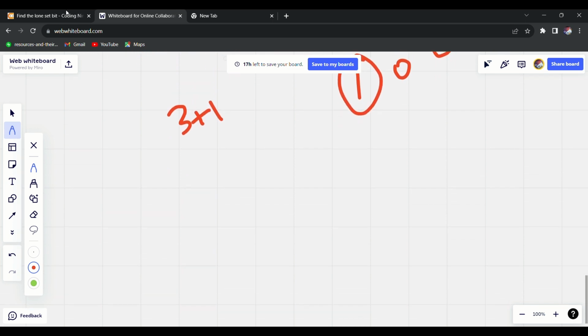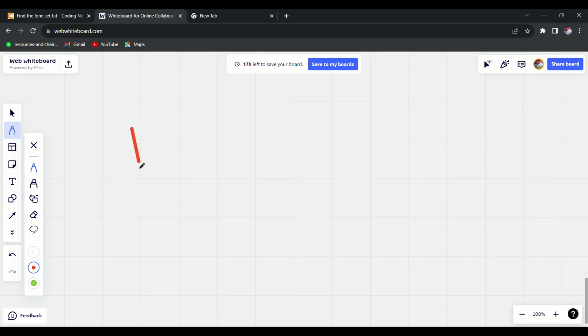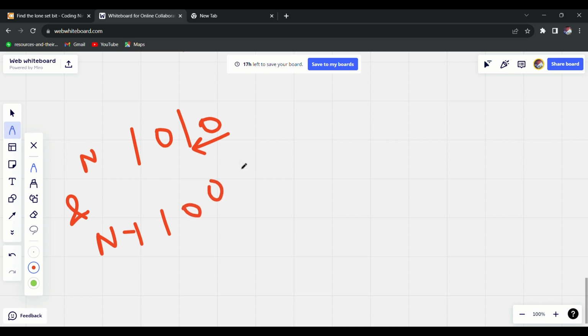Okay, so what if we have more than one set bit? Let's say this is our n: 1 0 1 0. What we will do is take its AND with n minus 1. n minus 1 will flip the bits from the last until we encounter the first 1. So that is 1 0 0 1. When we take the AND of these two, what will we get? 1 0 0 0, and the rest are 0.